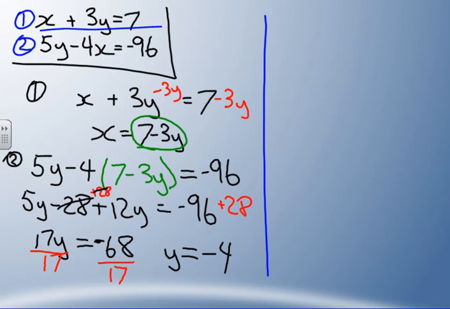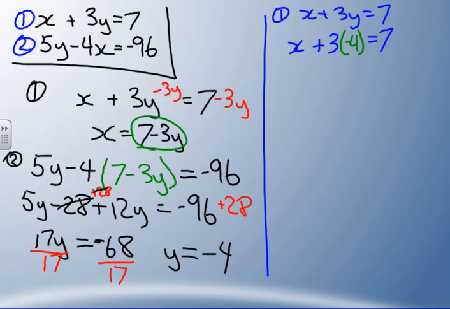So, I'm going with equation number 1, x plus 3y equals 7, x plus, and I'm going to put in my value that I figured out for y. Oops, down here. 3 times, my value for y is negative 4, equals 7. X plus 3 times negative 4. 3 times negative 4 is going to be negative 12, so x minus 12 equals 7. I'm going to add 12 to both sides. So I end up with x equals 19.